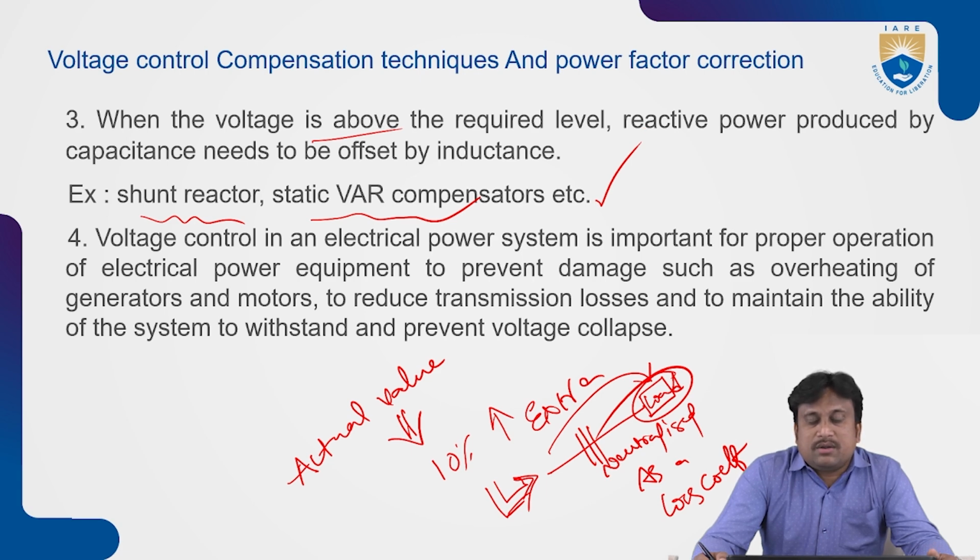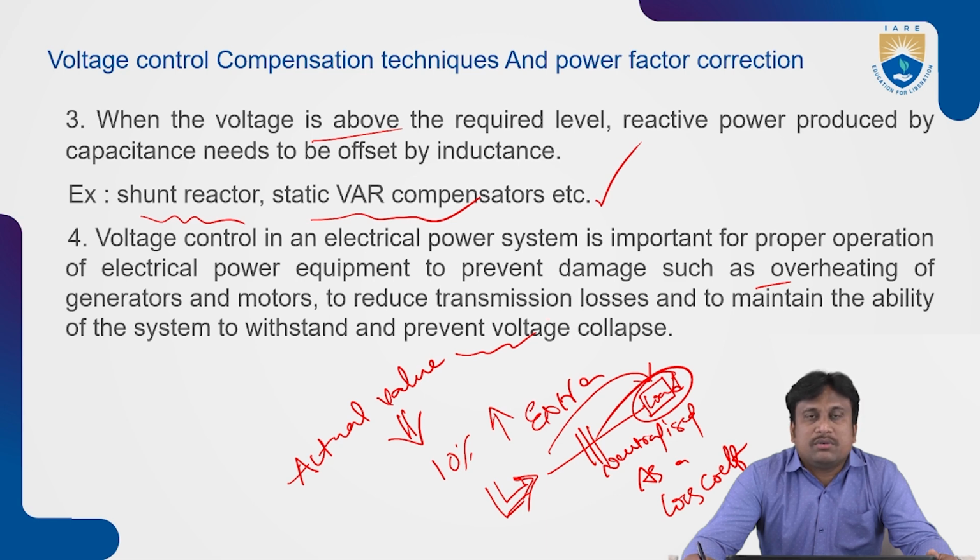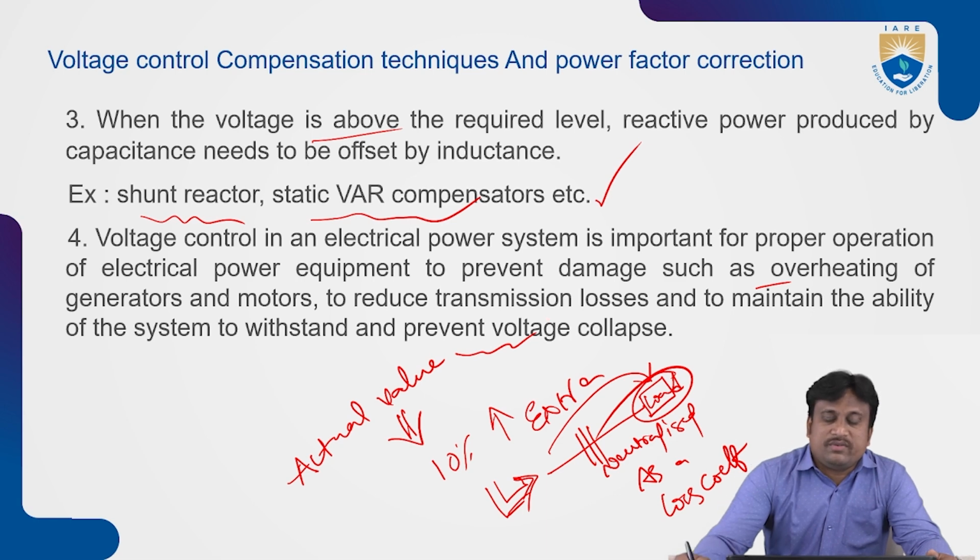Next, voltage control in an electrical power system is very important for proper operation of all electrical power equipment. It prevents damage like overheating of the generators and motors, reduces transmission losses, and maintains the ability of the system to withstand and prevent voltage collapse. We need to take note of voltage control phenomena.